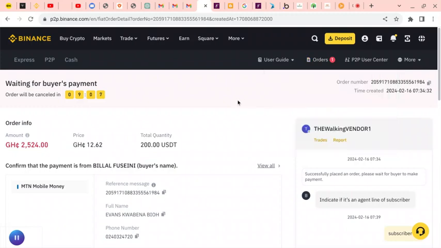So this is how you sell your USDT on Binance. At times you jump straight into a trade with someone, you place everything, and you see that the person is offline. You have to wait till the buyer's time is reached. So this is how we do it. If you follow the steps I followed, you know how to sell it. Thank you for watching me, and I'm out.